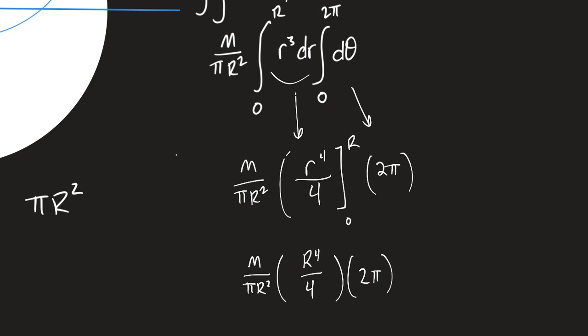Collect all the terms. I can cancel out the r squared on the bottom, I can cancel out the 2 with the 4, and I can cancel out the pi's. And I'm left with 1/2 m r squared.